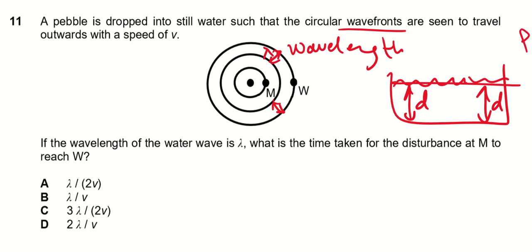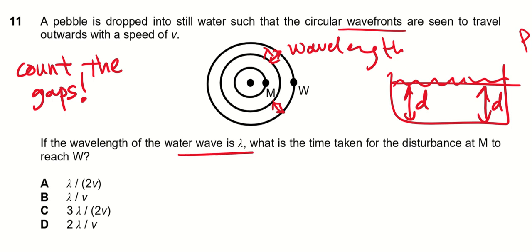And then for this kind of question, I will need you all to count the gaps, not the wavefronts. Count the gaps, not the wavefront. Okay? Count the gaps, yeah? If the wavelength of the water wave is lambda, and that is what I have put over here, the wavelength is called lambda. What is the time taken for the disturbance at M to reach W?